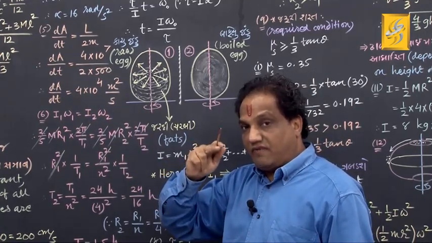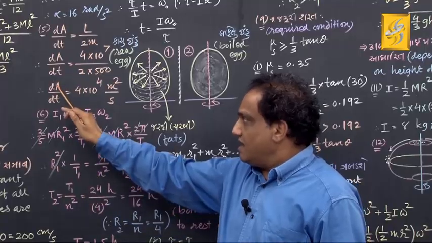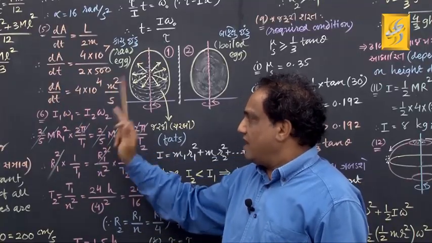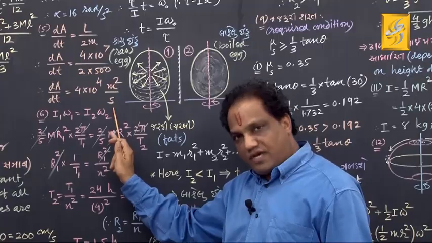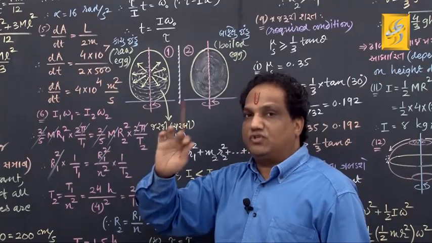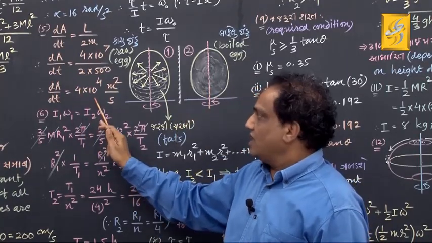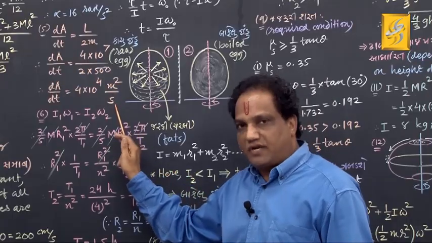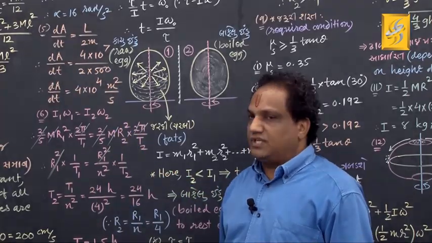Now just take care while writing the unit. It is area upon time. Unit of area is meter square, unit of time is second. So this much is the areal velocity of the given planet: 4 into 10 raised to 4 meter square per second. Now read number 6.